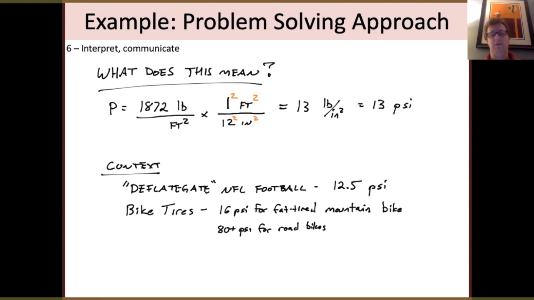and certainly a road bike could be easily upwards of 80 pounds per square inch. And so with these units that I understand and in this context, my ultimate conclusion here is, yeah, I think this is safe in terms of the pressure that we're putting in that tank. I don't think it's unreasonable that the same pressure we would have in, say, a football would be carried around as part of a squirt gun. So what we've done in this final step is help interpret and communicate these results in a way that someone who didn't do the calculation could understand.